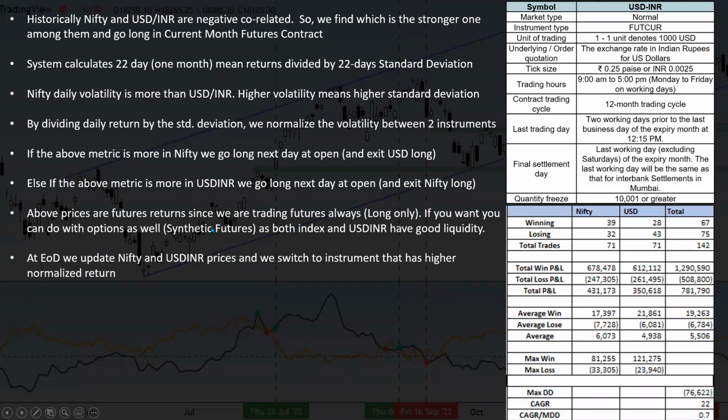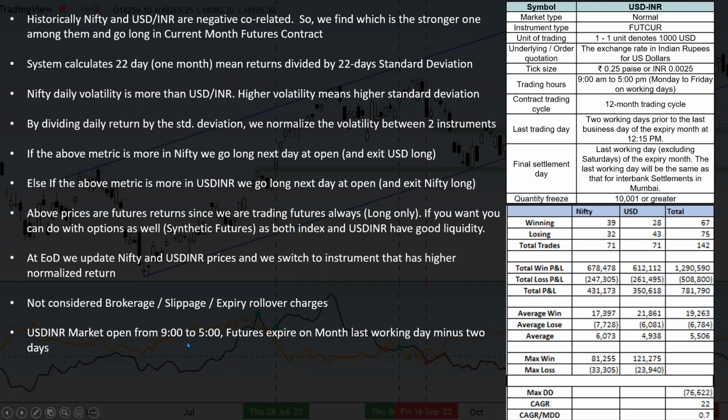Okay, in both Nifty and USD INR there is beautiful liquidity available, so there is no issue of liquidity, and it will reduce your turnover also. At the end of the day, we update Nifty and USD INR prices, and we switch to the instrument which has higher normalized return. Not considered in this backtest report: we have not considered brokerage, slippage, rollover charges, etc.